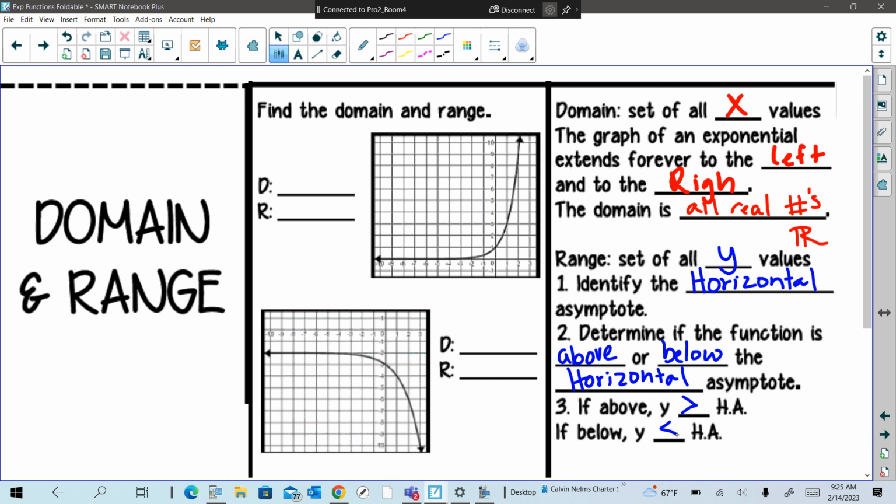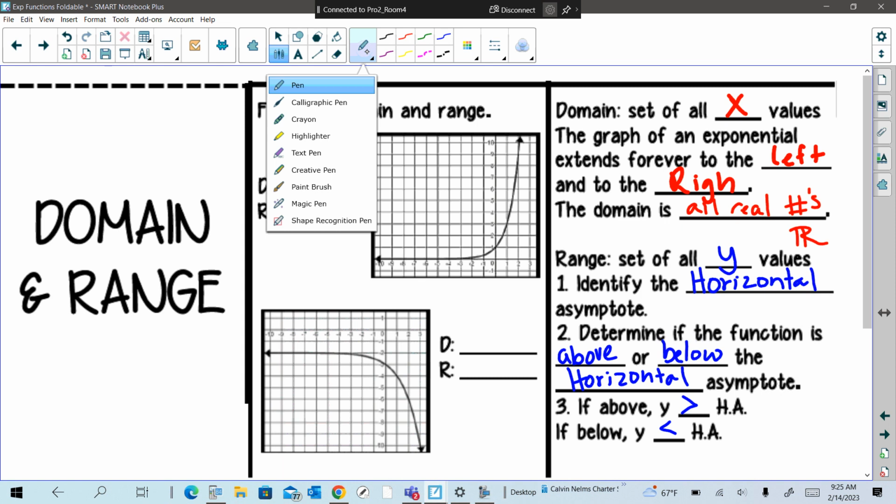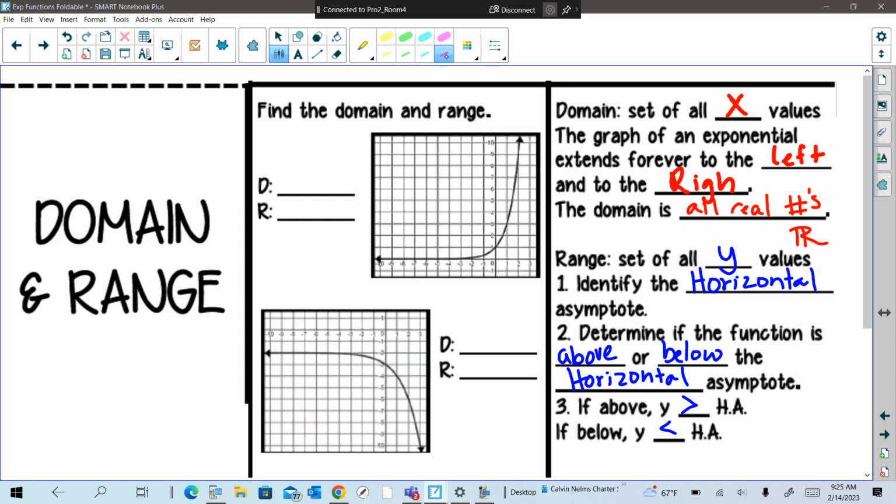Here we have this graph. This is your curve right here, it flattens, and then it goes up real fast. What does the D represent? Domain. So what are we going to write right here? Because it's always the same answer, the domain is all real numbers. Just put the symbol for all real numbers. The domain is always all real numbers.